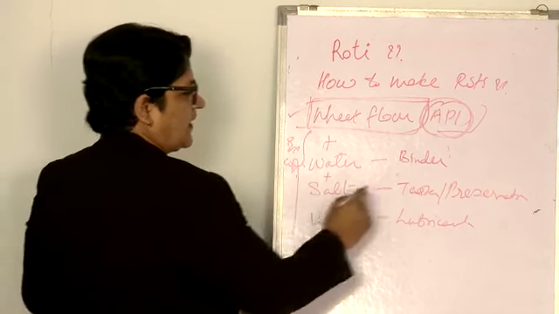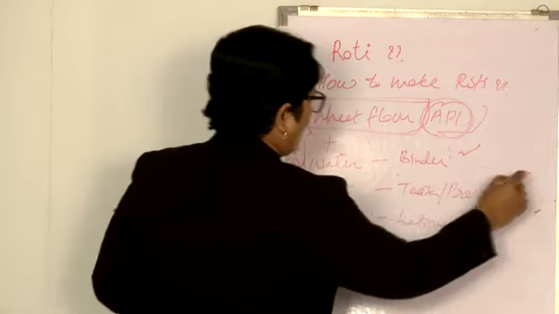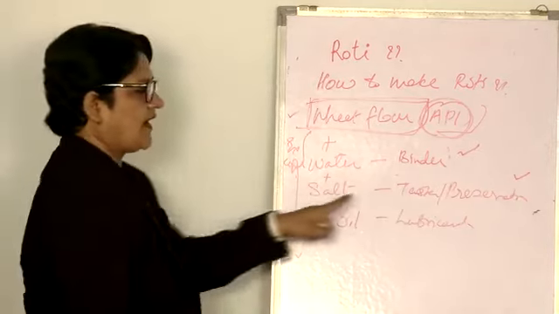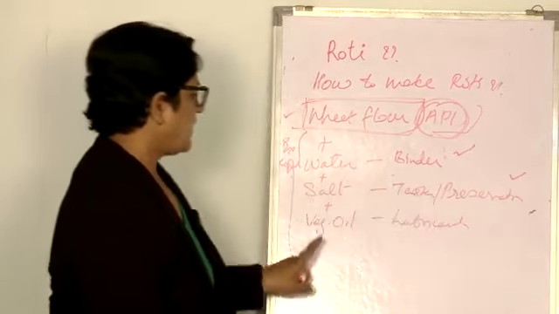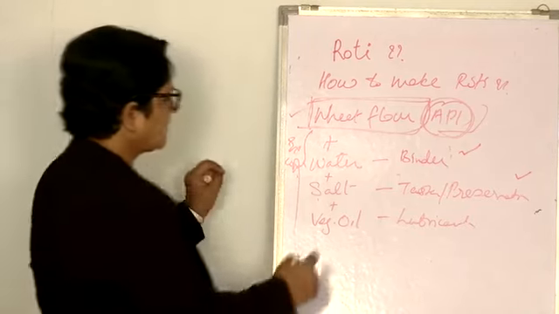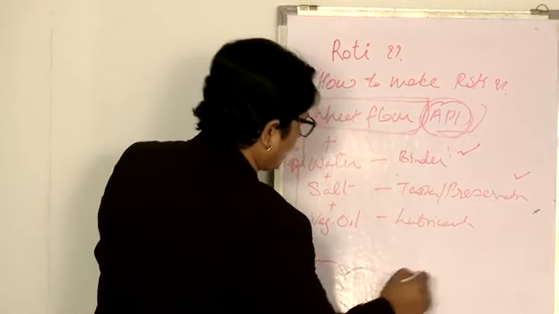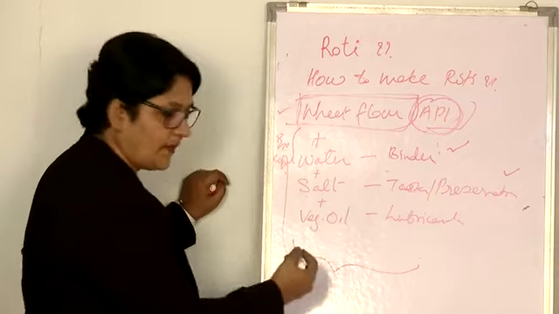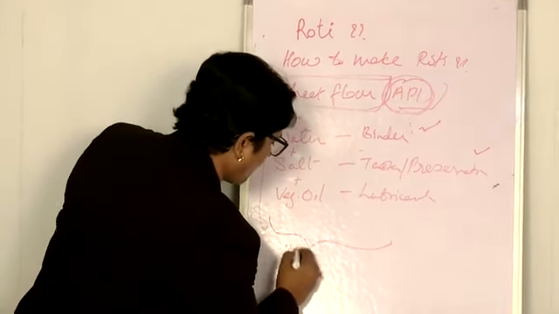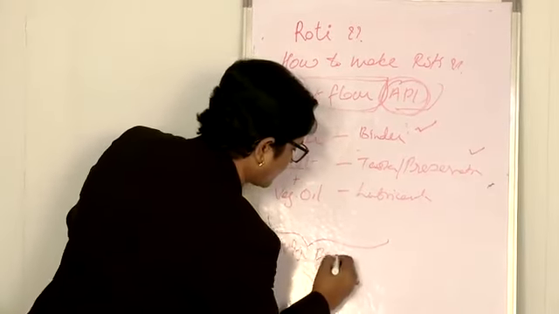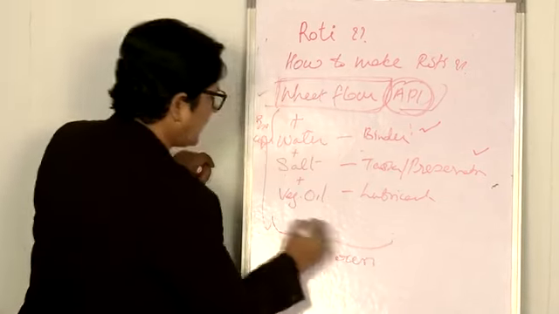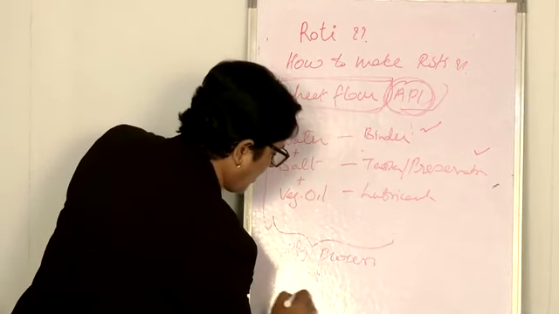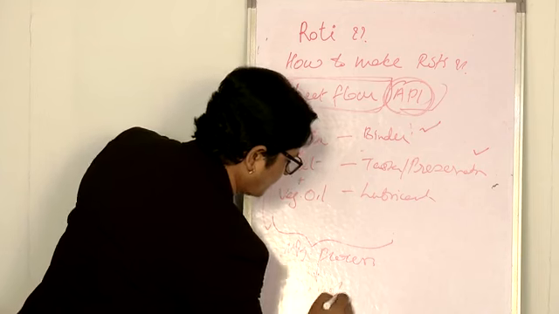So each excipient has its own function. Water acts as a binder, salt acts as a taste enhancer or preservative, and vegetable oil acts as a lubricant. When we mix all these ingredients along with the API, that is called the manufacturing process, correct? You mix it, then you form a dough.